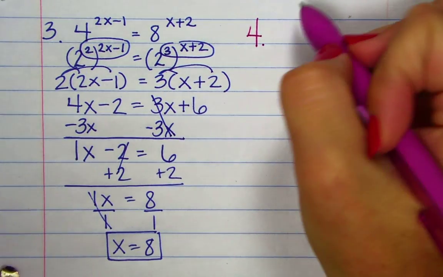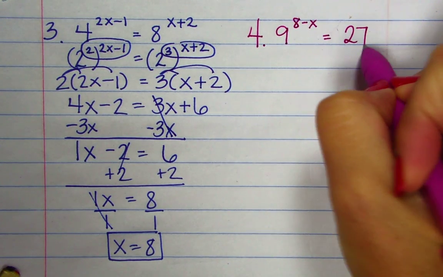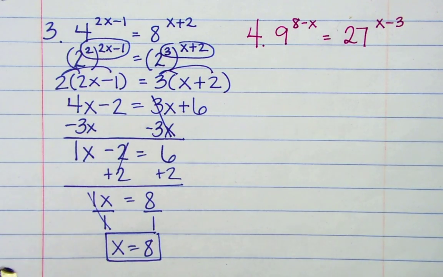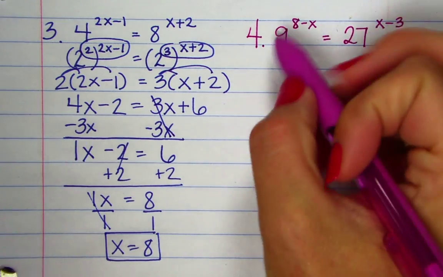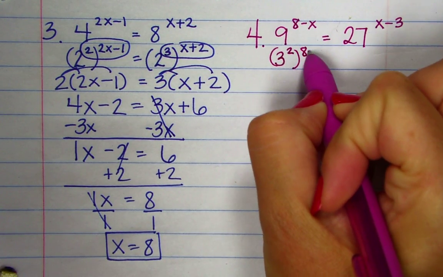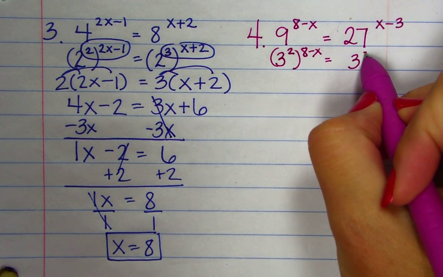Number 4 is 9 to the 8 minus x equals 27 to the x minus 3. Again, I said every one beside it is going to be similar. So this one has the same problem, no common base. 9 and 27 aren't the same. But what goes into 9 and 27? 3, right? 9 is 3 to the what power? 3 to the second power. And 27 is 3 to the what power? 3 to the third power.